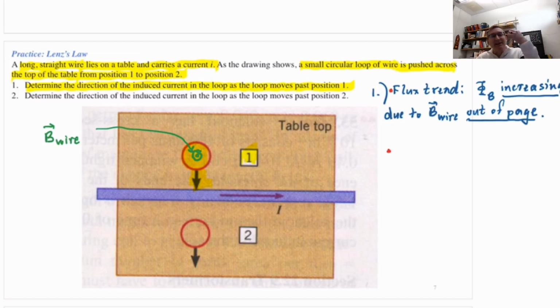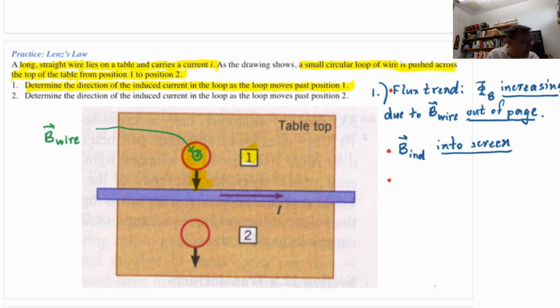Now that I know the flux trend, Lenz's law says that I can think of an induced magnetic field that wants to cancel that trend. And if I've got an increasing flux due to a B in a certain direction out of the page, then to try to cancel out that increase, I'll need a B induced opposite to the original B, so into the page, or I guess maybe I should say screen. Does that make sense? All because the flux is increasing. So I have a B induced that's into the screen.